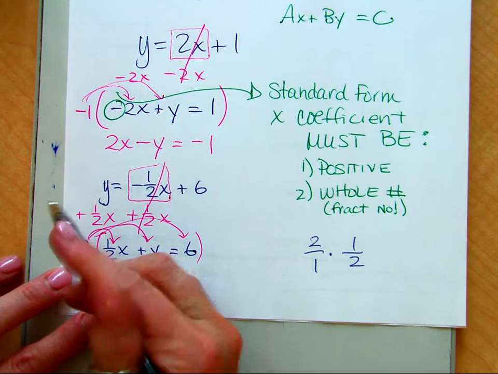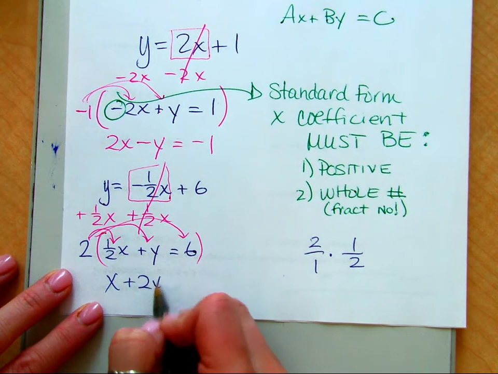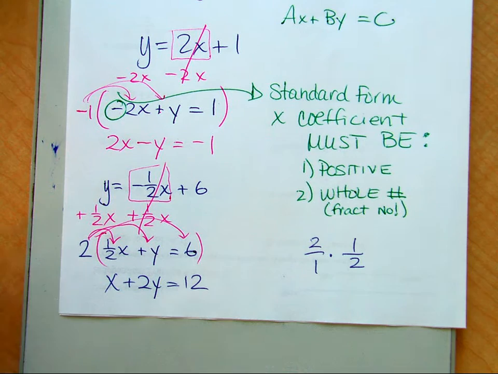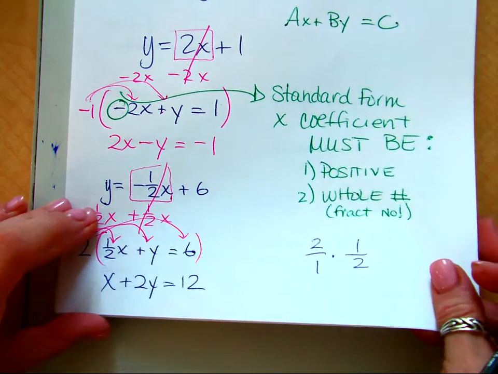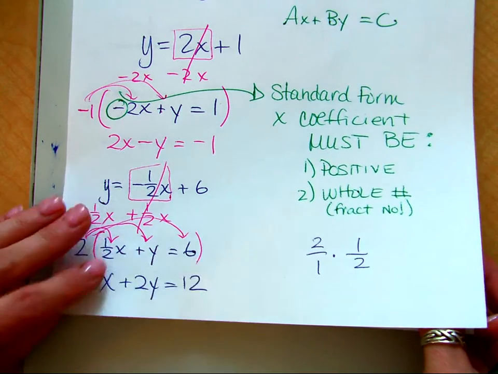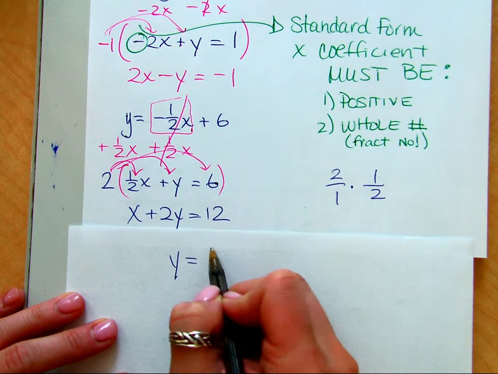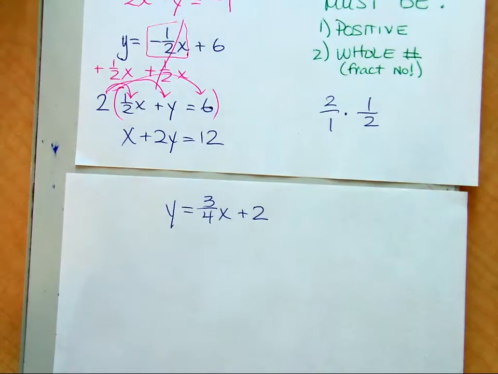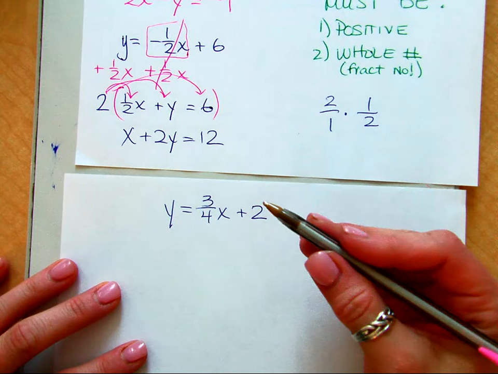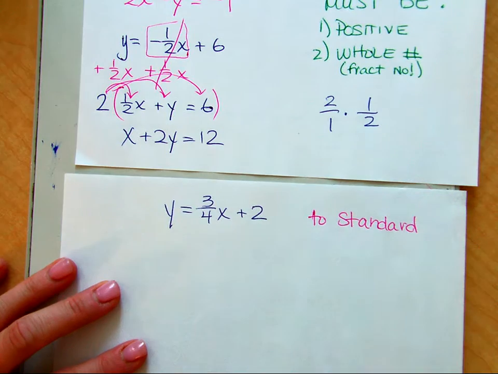So 1/2 of 2 is just 1, so I don't need to put a 1. But then 2 times y and 2 times 6. Okay? So this is the answer that I'm looking for. Must be positive. Okay? And then I'm going to have you try 1 here. So what would I do for this one? y is equal to a positive 3/4 x plus 2. So I'm going from slope-intercept to standard. It's going to take you a little while to get used to them all.